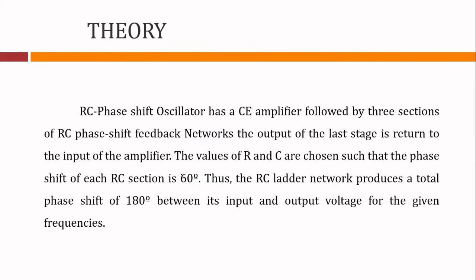So here is the theory. You can pause and go through it. Only for 3 sections, if you design it for phi equals 60 degrees, then these statements hold true. You can also design it for 6 RC network sections. If it is 6, then each RC should provide a phase shift of 30 degrees. If you plan to use 4 RC circuits, then each RC should provide a phase shift of 45 degrees.